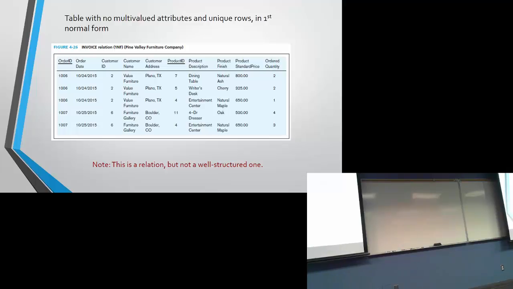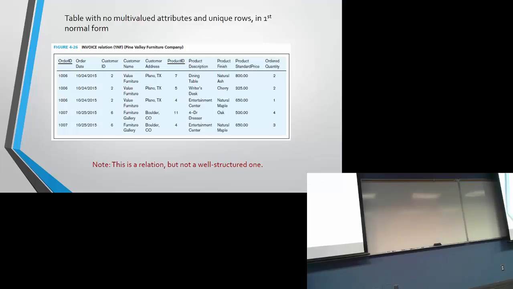So, for example, here's an anomaly. We delete order 1006. What happens? We lose both of these, and? You lose those product IDs. Yeah, you're going to lose the dining table and the writer's desk.